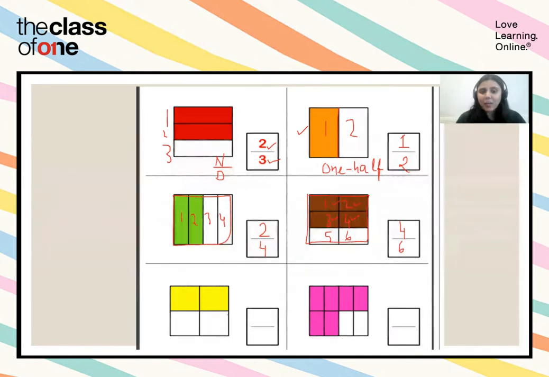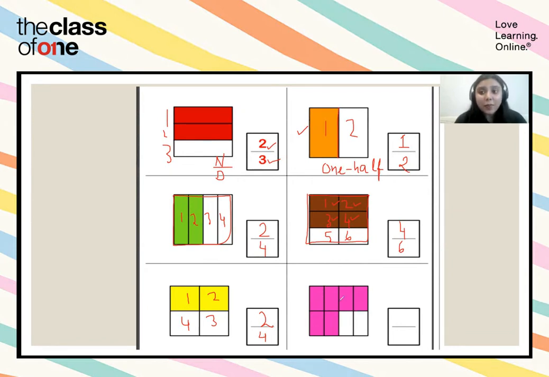Let's do this one as well. This entire whole box is divided into how many total parts? 1, 2, 3, 4. So the bottom number becomes 4. And how many parts are shaded in light green color? Yes, correct. 2 parts. So the numerator becomes 2. And the fraction again becomes 2/4. Now let's do the last question.